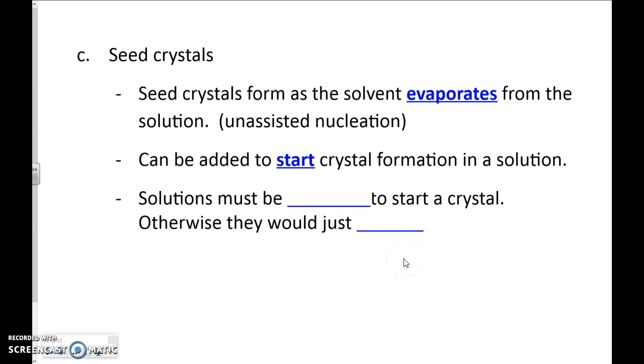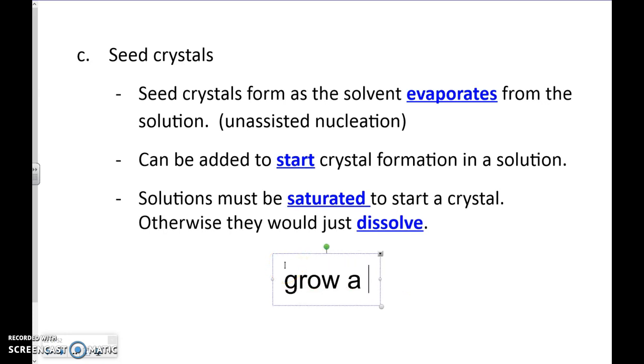So we did use a seed crystal to start our copper sulfate. Again, solutions must be saturated to start a crystal, otherwise they would just dissolve. And if we want to grow a crystal and make it bigger, we need to have it supersaturated.